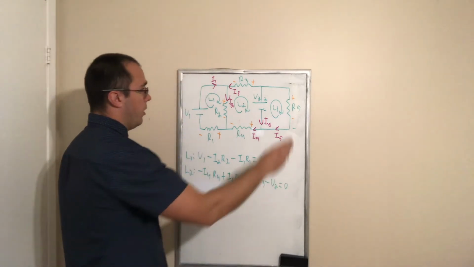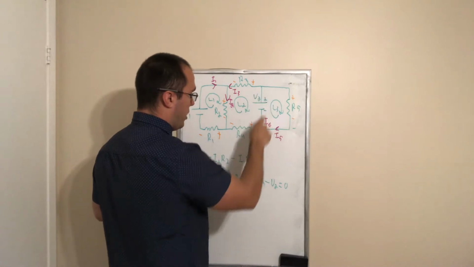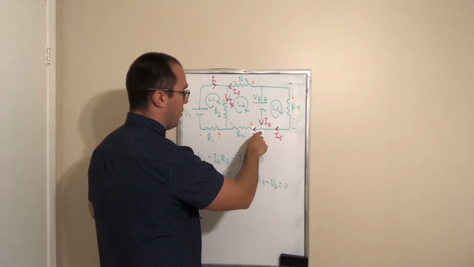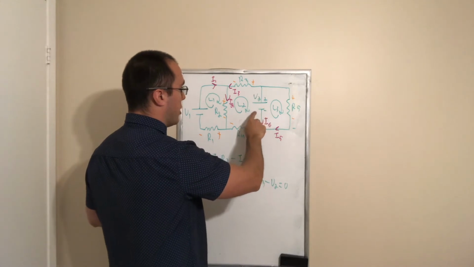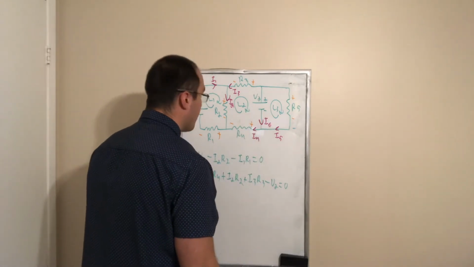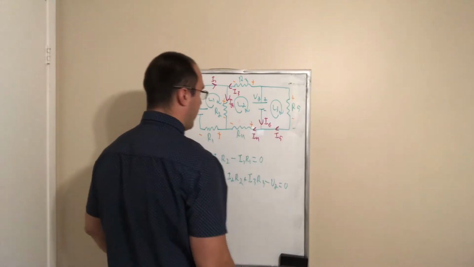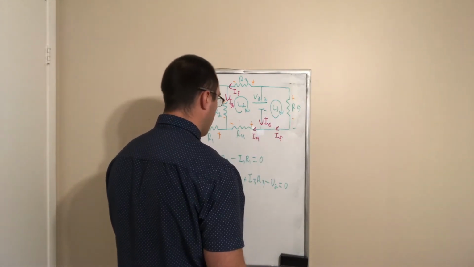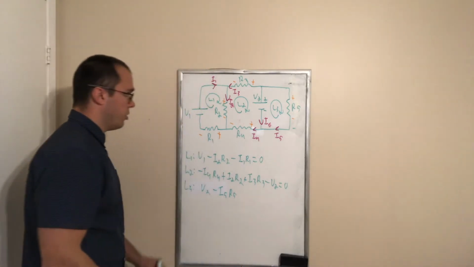Okay, let's do the third one. All right, so the third loop over here, we're going to go in that direction. Let's start at the same point we did previously. So we are going in the same direction as the voltage, so it is positive. We are going in the same direction as the current for R5, which means it is minus I5 R5, and that's it for the third loop.